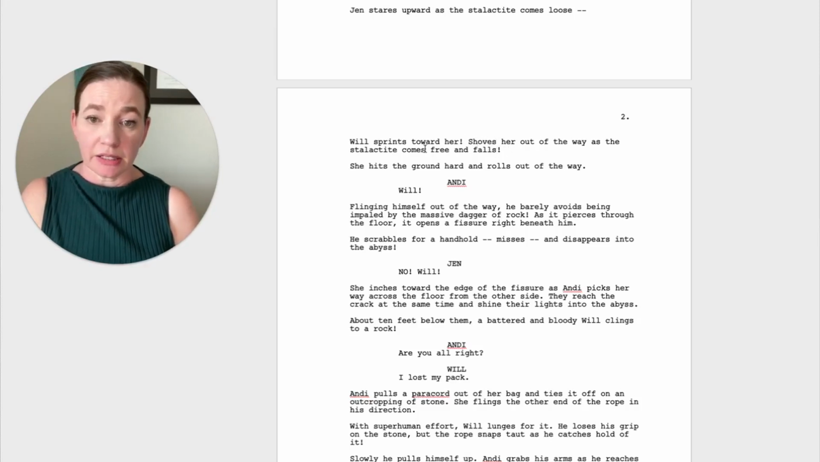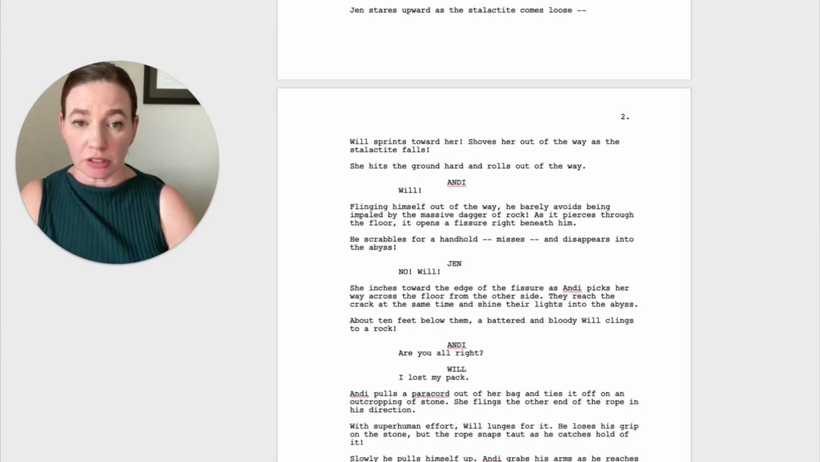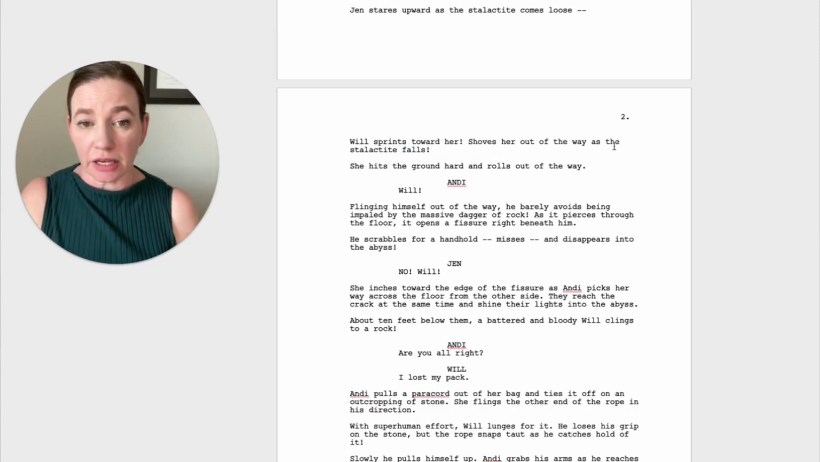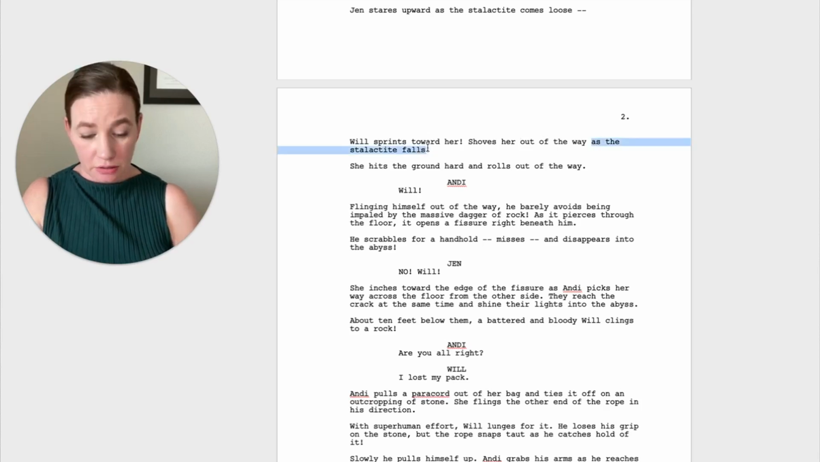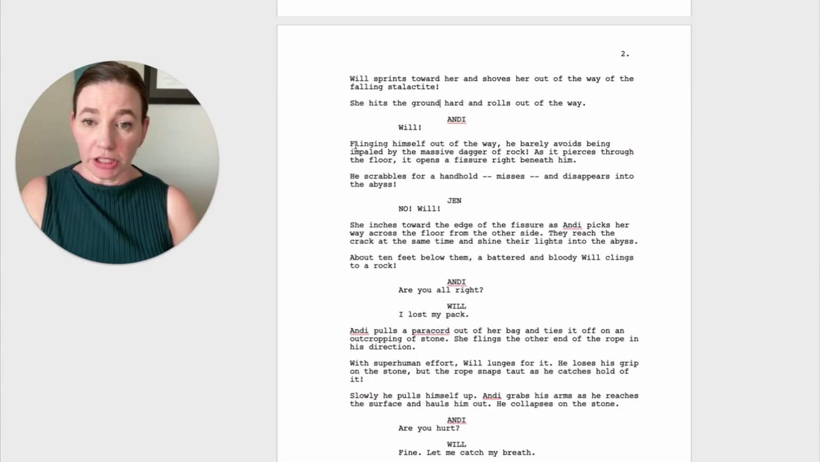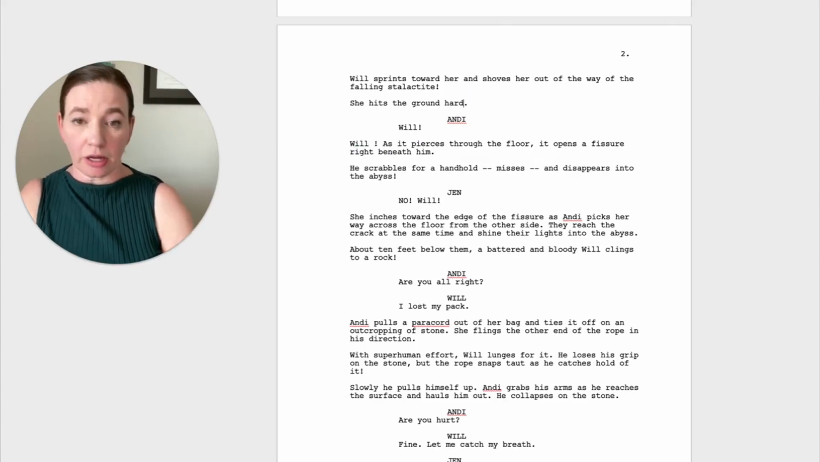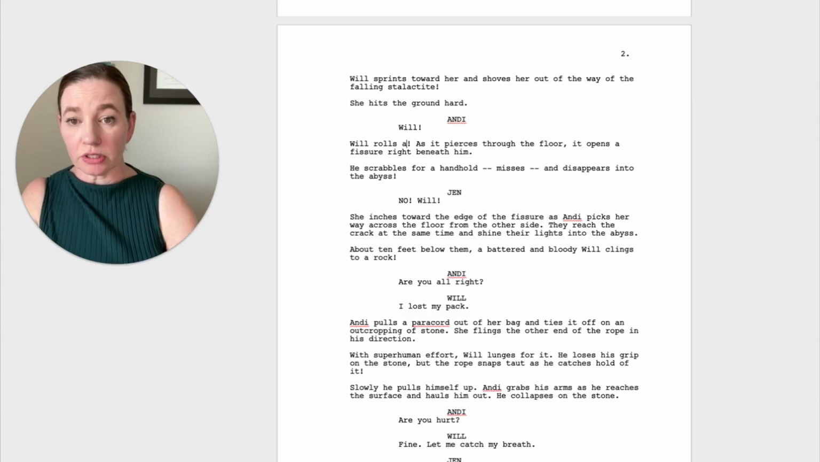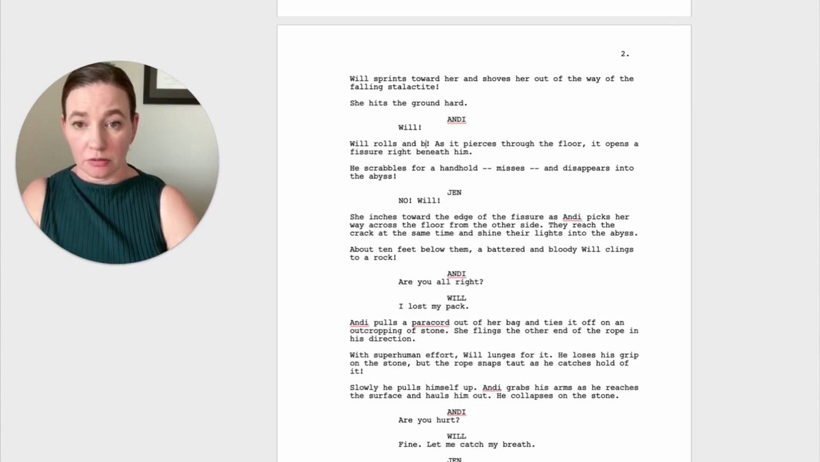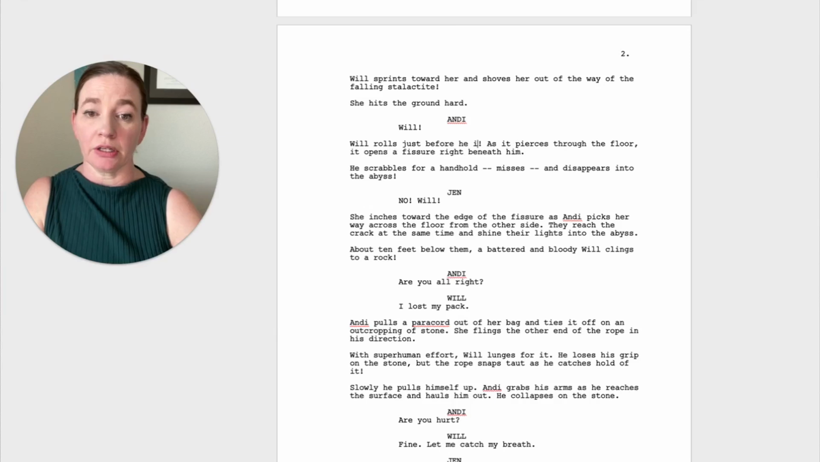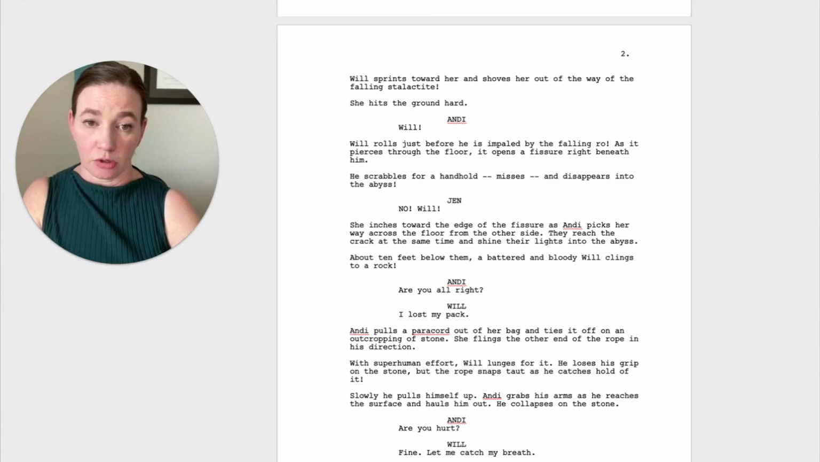Shoves her out of the way as the stalactite, we don't need comes free and falls, obviously. Shoves her out of the way as the stalactite falls. How about this? Of the falling stalactite. Flinging himself out of the way, he barely avoids being impaled. I don't think I need her to roll out of the way. He's knocked her out of the way, right? So Will rolls just before he is impaled by the falling rock.